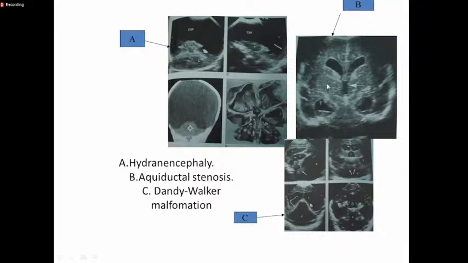Here you have got dilated lateral ventricles, dilated third ventricle. This is the temporal horn of the lateral ventricle. And this particular patient had obstruction from aqueductal stenosis. And the other, this is a patient with Dandy-Walker malformation. You can see the large dilated cyst within the posterior fossa.